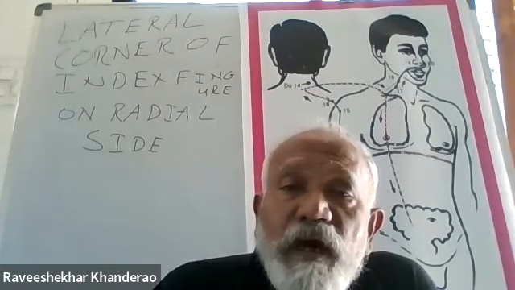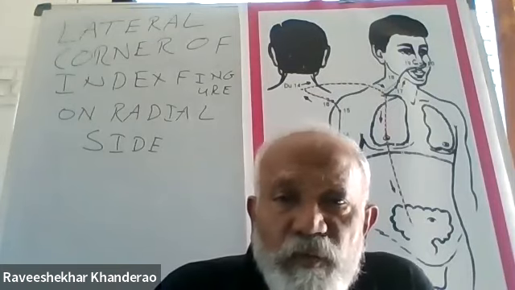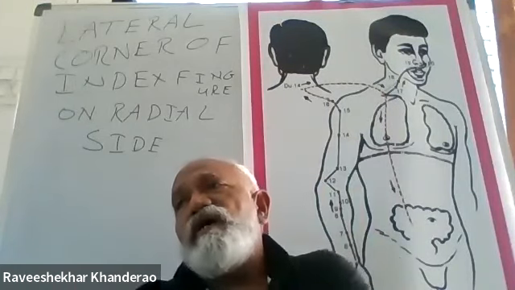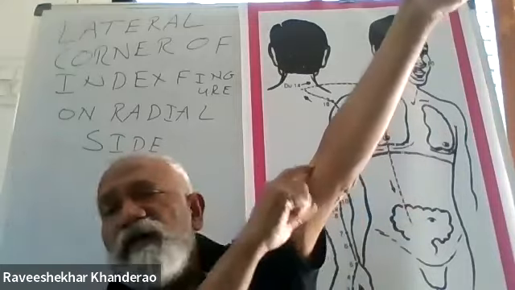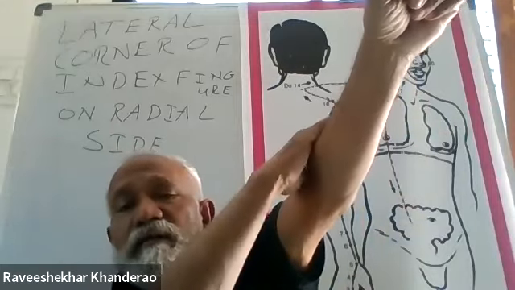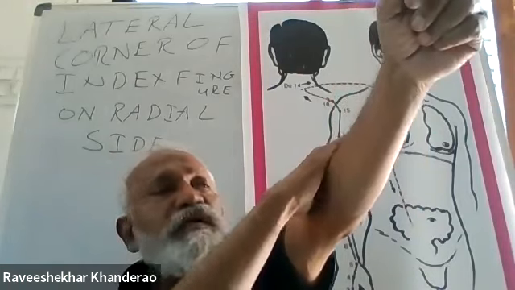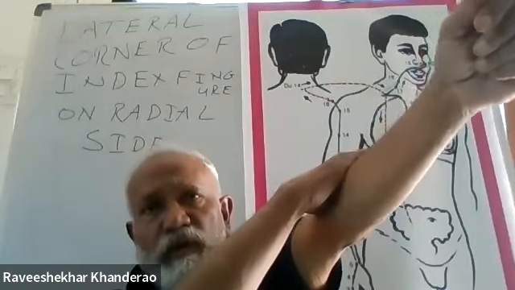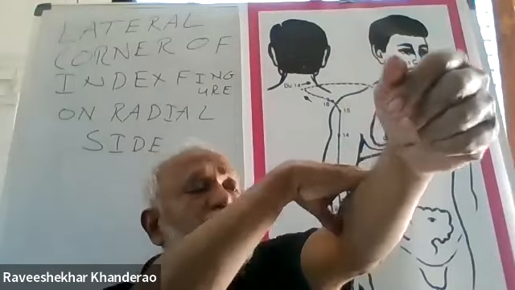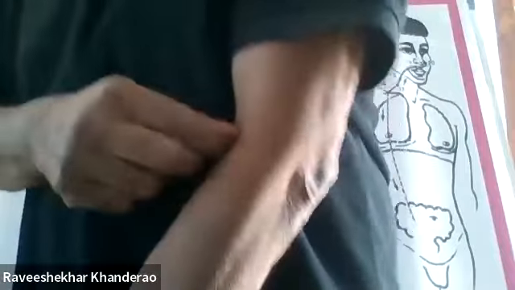It is on the radial side of the transverse crease of the elbow, on the midpoint between Chize, that is Lung 5, and the lateral condyle of the humerus. Condyle means head of the bone. Which bone? Humerus. This point is between them. See, this is the head of the humerus, and Lung 5 is here. So between these two is the point LI11.